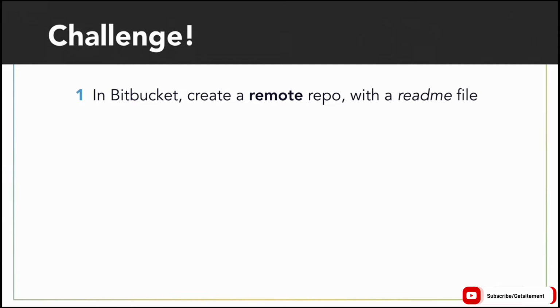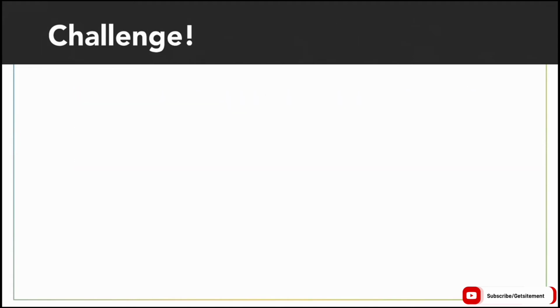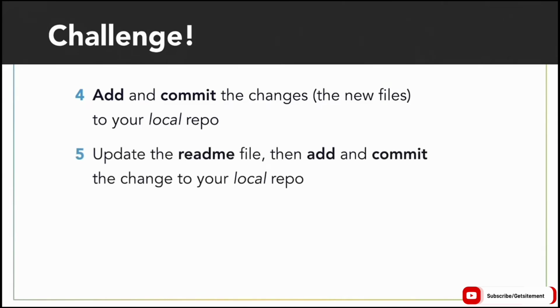Then clone the repo to make a local copy. Once that is complete, add some new files into the local repository. In the course exercise files, there is a template for a basic website that you can use in the website template folder. Feel free to personalize the template file when you have moved the file to your local repo and finish making any modifications. Add and commit all of these files to your local repo. Then update the readme file to include a description about the project and commit the revised readme file to your local repository. And for the last step, push both commits to the remote repo.